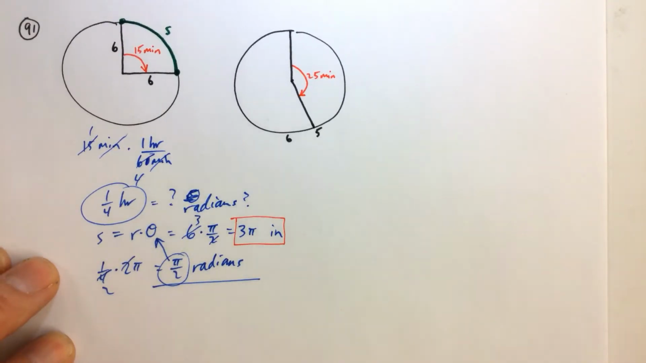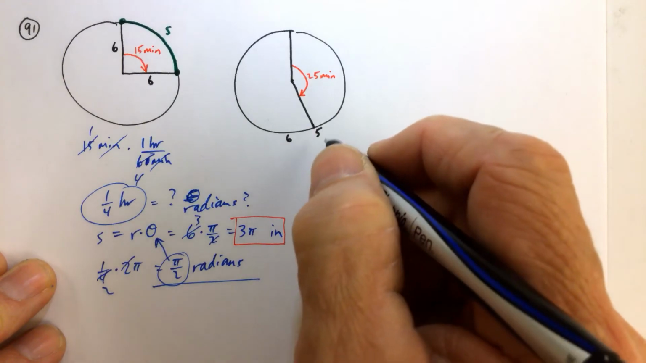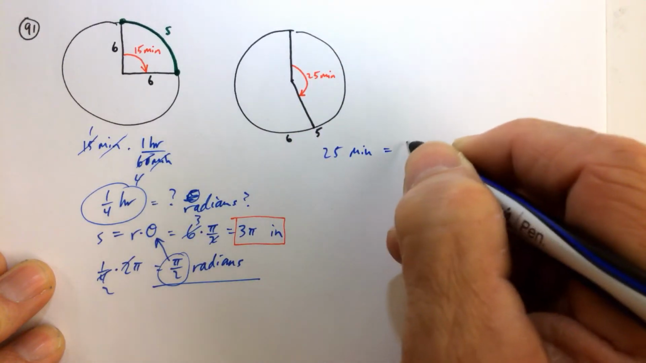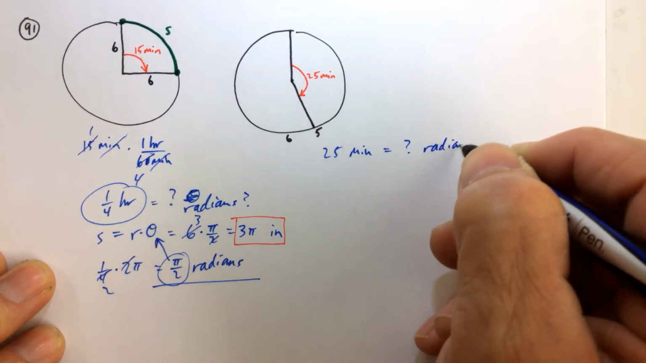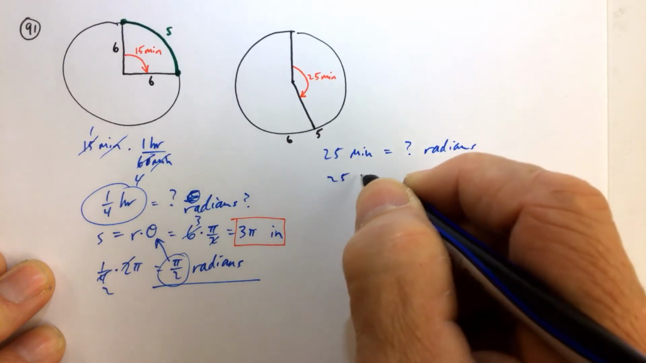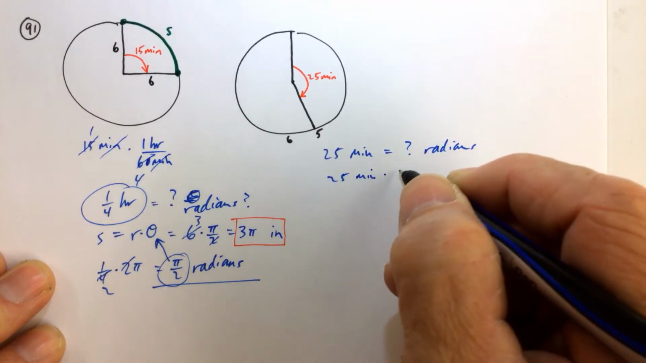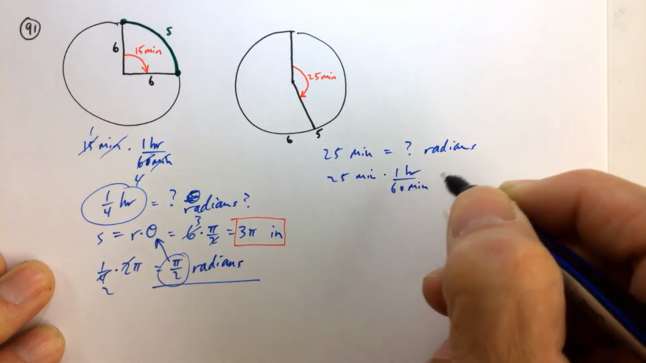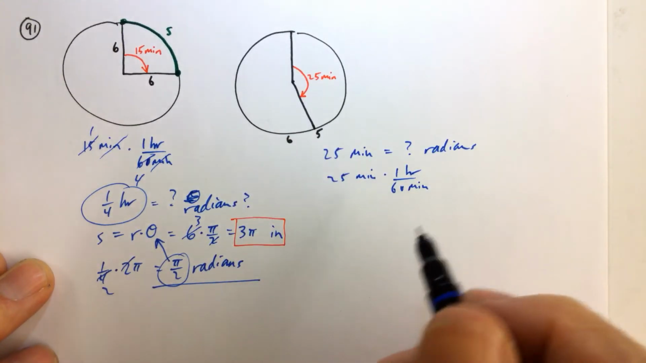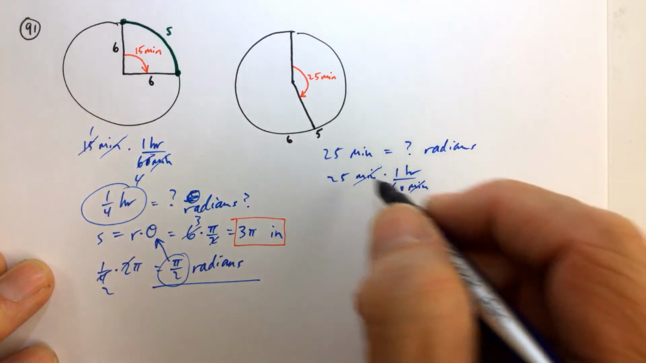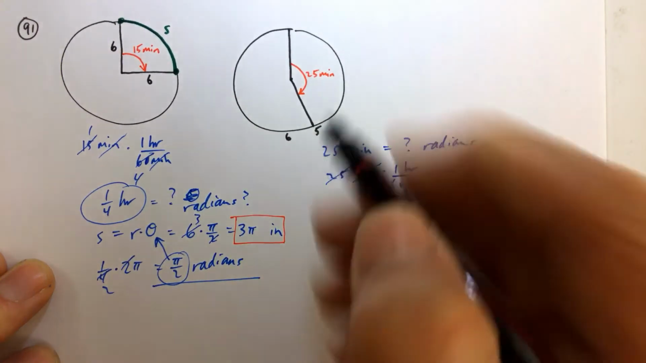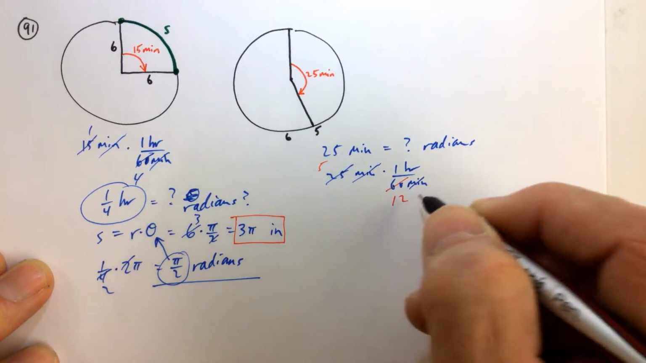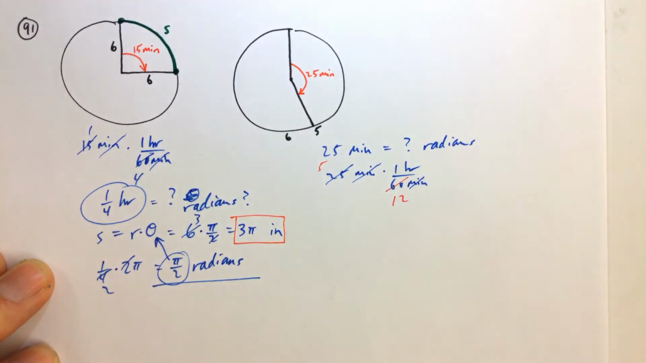I'm going to go ahead and do the second part of 9. No, I'll go ahead and do that now. Try to get in the same video. So what we really want to find out is 25 minutes is equal to how many radians? Well, we take 25 minutes and we have to multiply that by 1 hour over 60 minutes. We want to figure out what fraction of the hour we've got there. So we cancel the minutes. 5 goes into 25 5 times, and 5 goes into 60 12 times. So we have 5/12 of an hour.